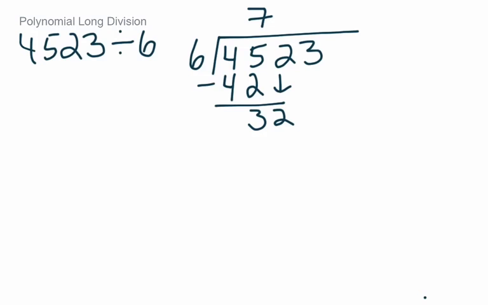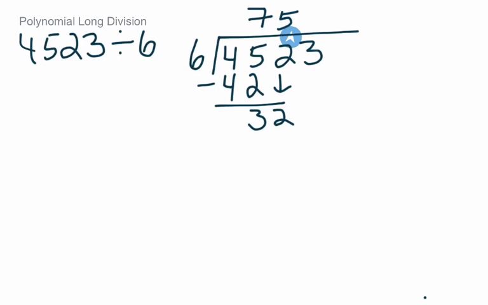And now we just repeat it, except now we're looking down here and we ask ourselves, what do I multiply 6 by to get as close to that 32 as I possibly can? Or how many times does 6 go into 32? And hopefully you're answering to yourself 5. And you write the 5 over the 2. So there's a structure to how you write this. And now we repeat the process.